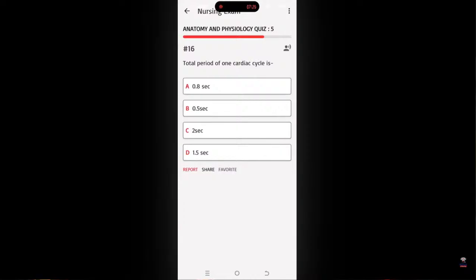Total period of one cardiac cycle is A. 0.8 seconds, B. 0.5 seconds, C. 2 seconds, D. 1.5 seconds. Correct answer.